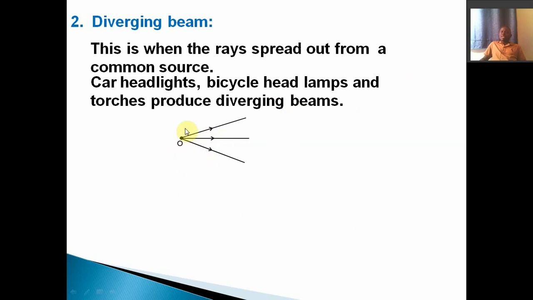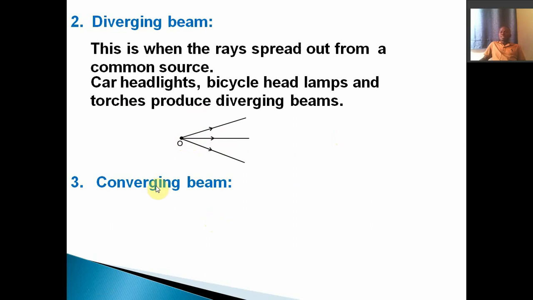We can always see these diverging beams of light in car headlights, on bicycle headlamps, and in torches. I think you can easily come across a torch. Please carry out this experiment: get a torch and switch it on. You will see a group of light rays coming out of the torch altogether, and that type of beam is the one we refer to as a diverging beam.